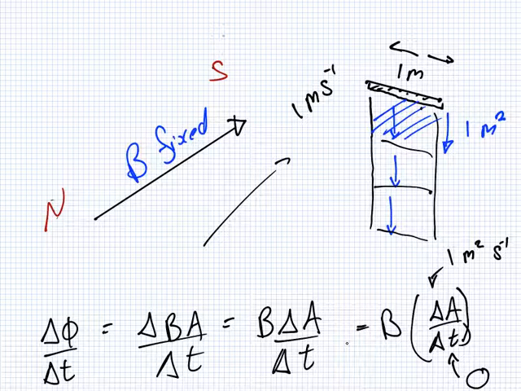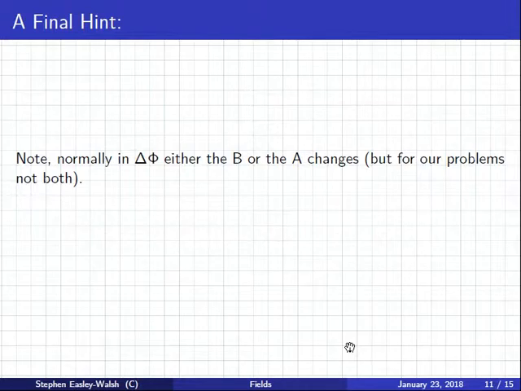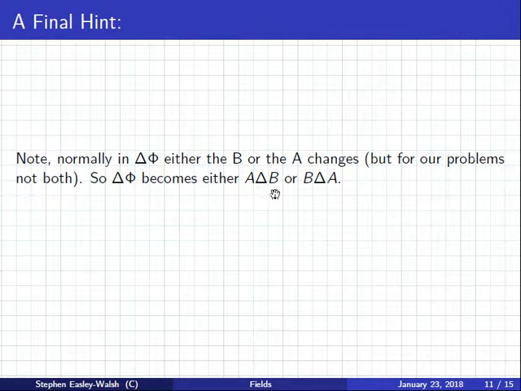You might have done experiments in class in high school where you have a copper pipe and you drop a magnet in it. As the magnet's falling, it makes the current, and when it hits the ground, there's no more current. So anyway, my advice is either the B or the A changes. So it's either A times the change in B or B times the change in A.